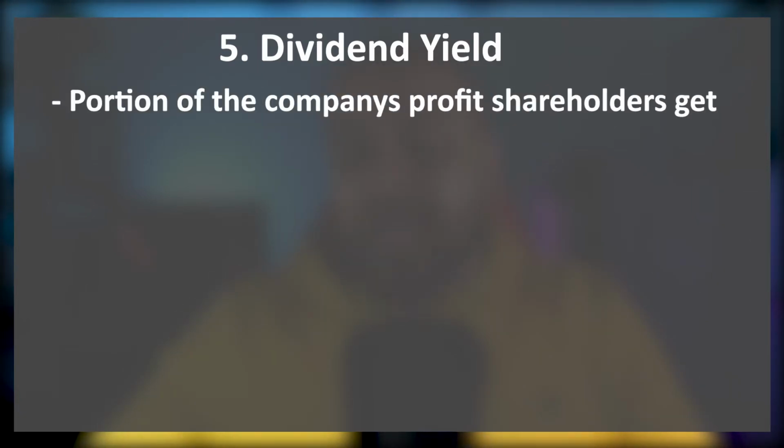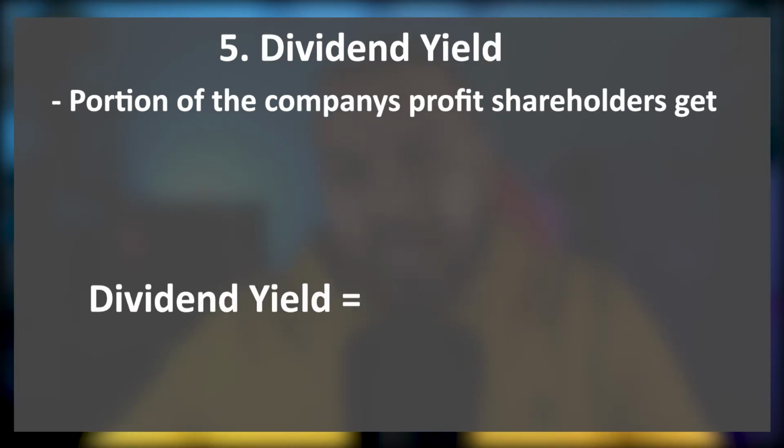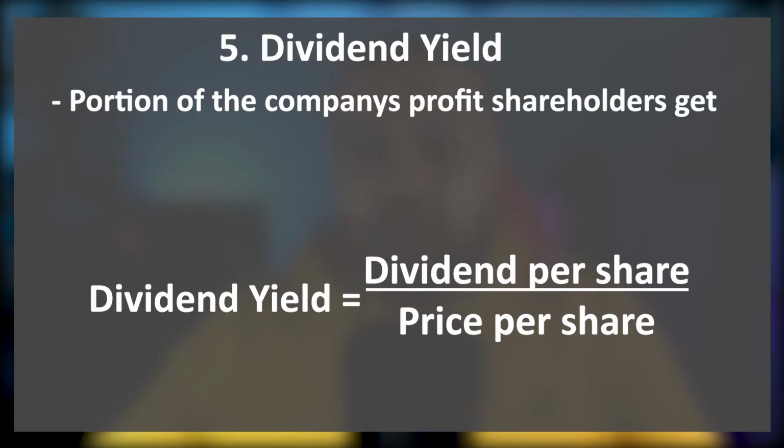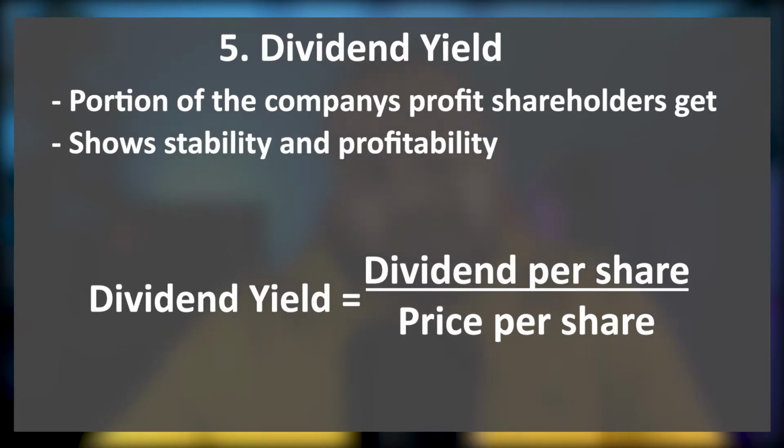Number 5 is the classic dividend yield. So this is how much of a company's profit you get as a shareholder. And it's nice and easy to do. It's the dividend per share divided by the current price per share. That will tell you the dividend yield. And dividend yields tell you that the company is stable, it's generating money, income, some profit. So it reduces that risk as well because you're getting some money back from your investment.